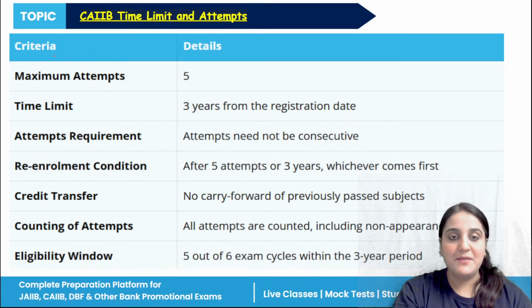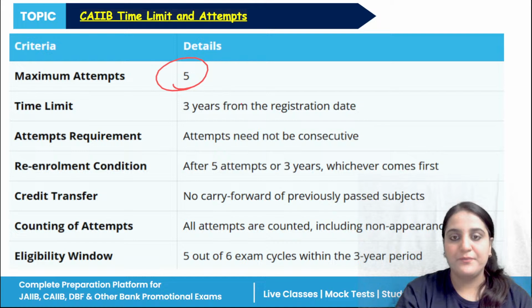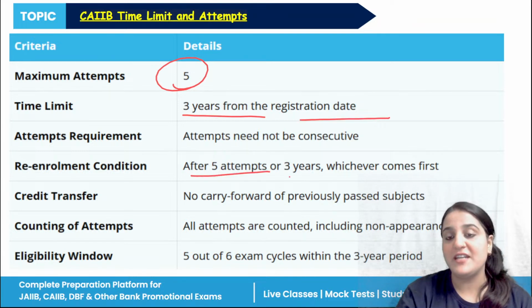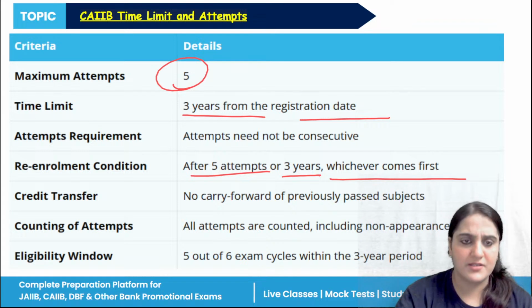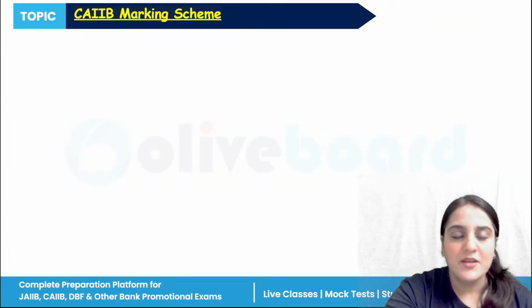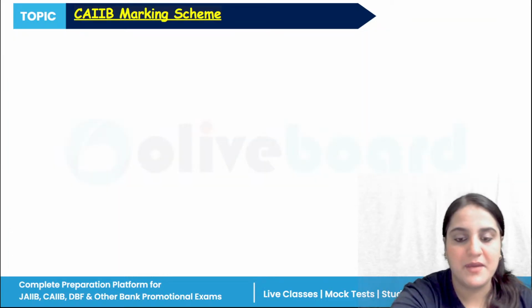What is the SEB time limit? Attempts are 5, 3 years from the registration date, and after 5 attempts or 3 years, whichever comes first. Okay. Now, what is the marking scheme here?